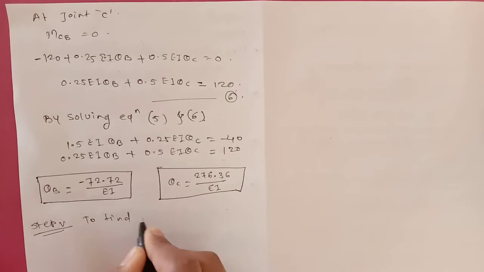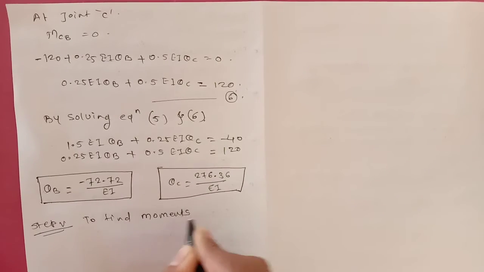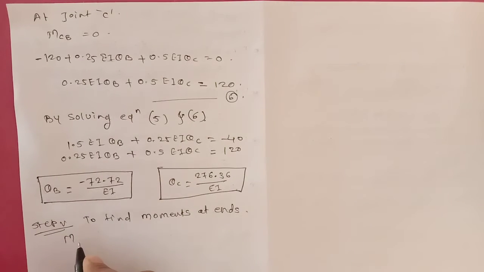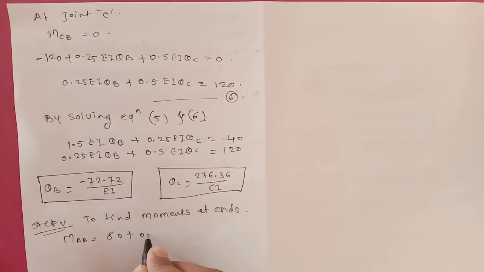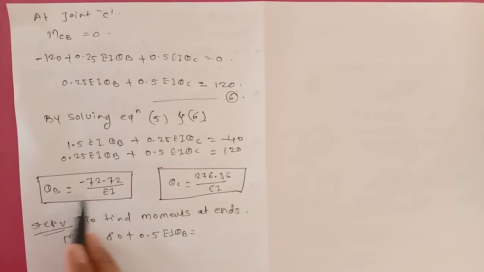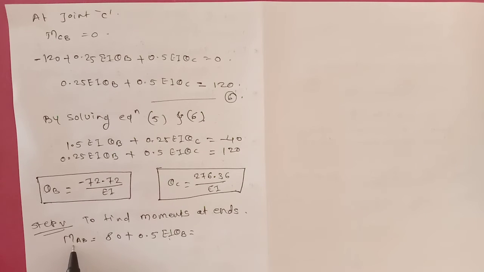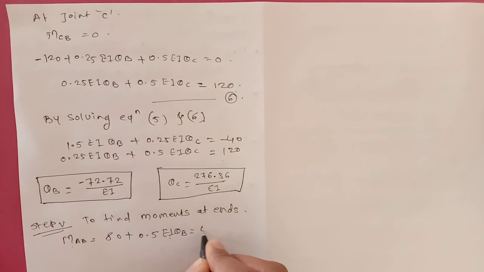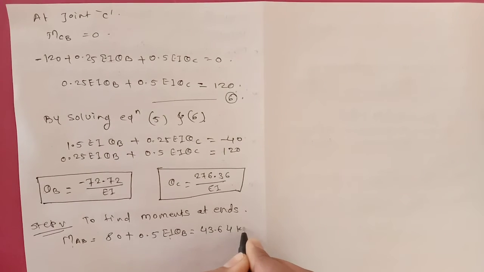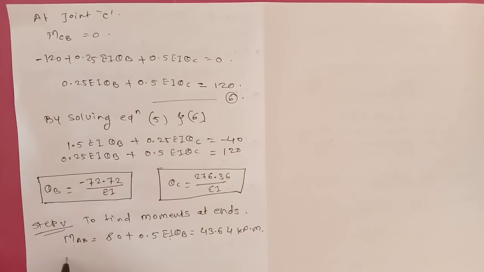To find moments at ends. First take the first equation, that is the slope deflection equation for member AB. The equation is 80 plus 0.5 EI theta B. Put the EI theta B value in this equation, then we get the end moment at point AB. The answer is 43.64 kilonewton meter.